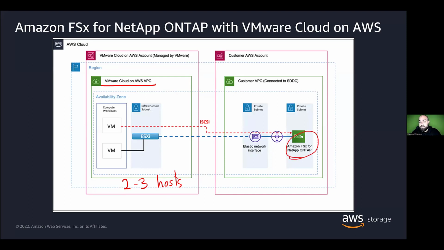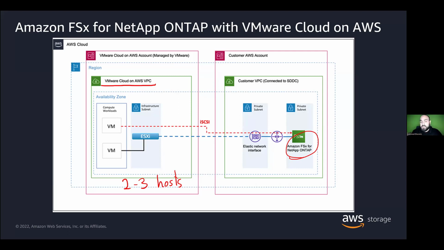The FSx ONTAP. FSx ONTAP allows you to mount the volumes that you create in FSx ONTAP directly to the ESXi host to appear like a data store. We could not have done that before this feature. We could not have iSCSI mount from VMC to anything in AWS before. Now we can because of the ONTAP operating system, the ONTAP features that are built within this NetApp feature.